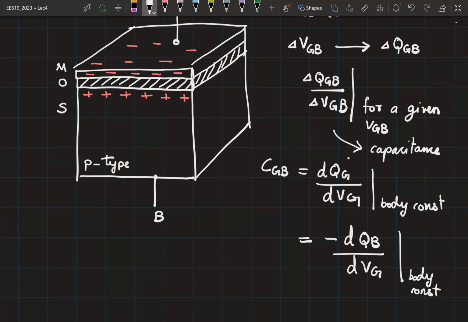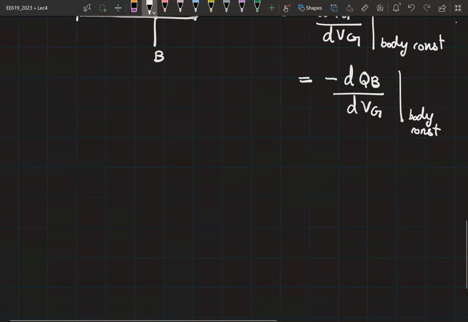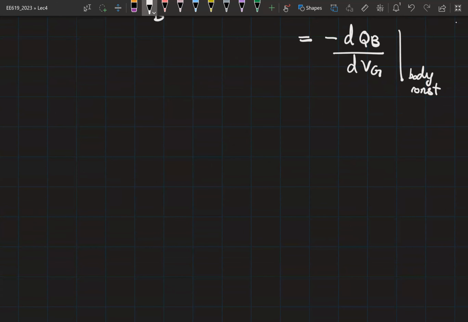But of course, we are slightly lazy and we will try to get an intuitive approach for this. We will do this by comparing all these structures with a parallel plate capacitor. So let me bring up a parallel plate capacitor.